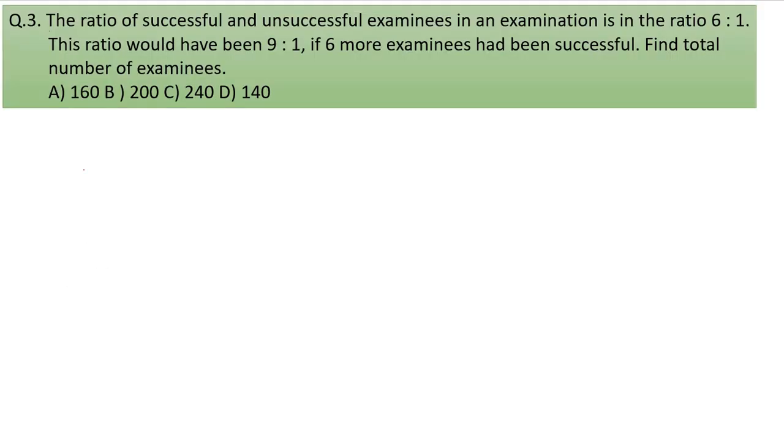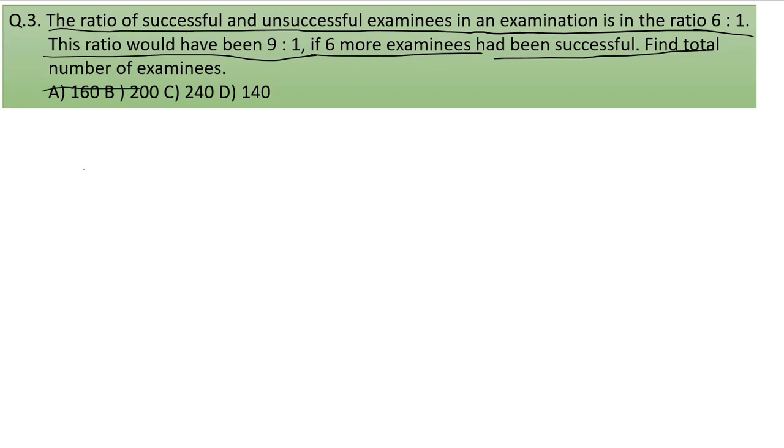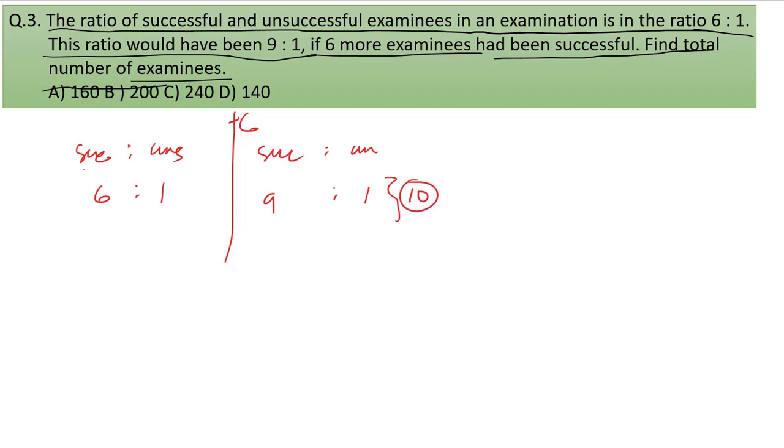In the next question we have: the ratio of successful candidates to unsuccessful examinees in the examination is 6 is to 1. This ratio would have been 9 is to 1 if 6 more examinees had been successful. Find the number of examinees. Here the ratio of successful students to unsuccessful students is 6 is to 1, and if 6 more examinees pass, then successful is to unsuccessful is 9 is to 1. Here the total is 7, here the total is 10.